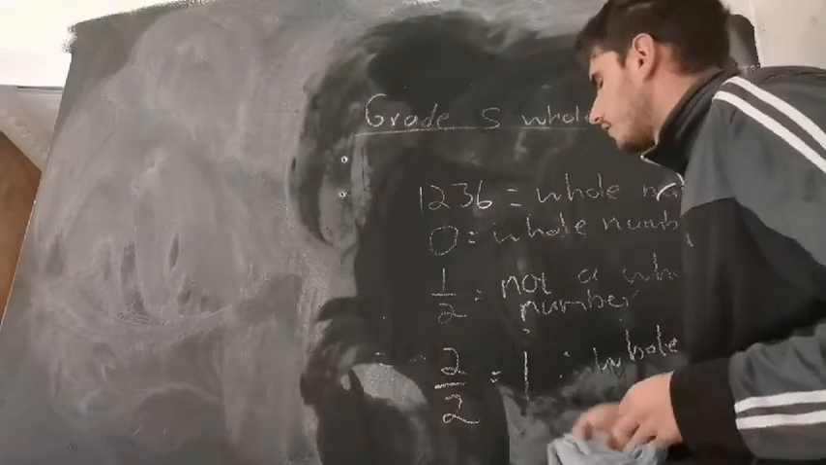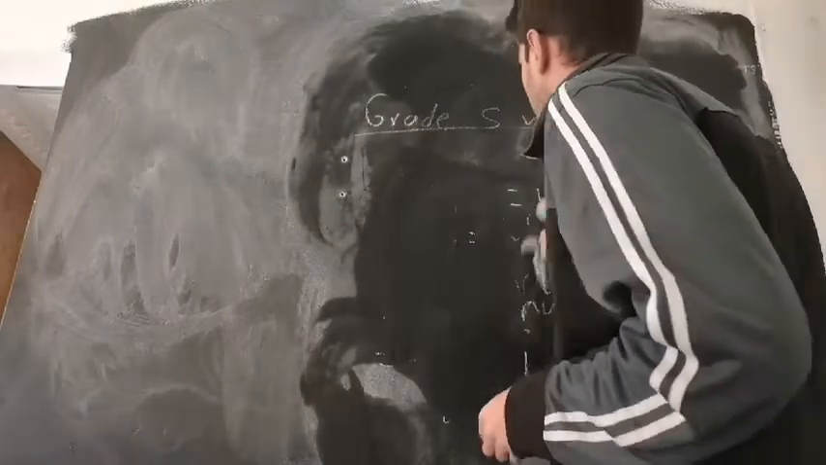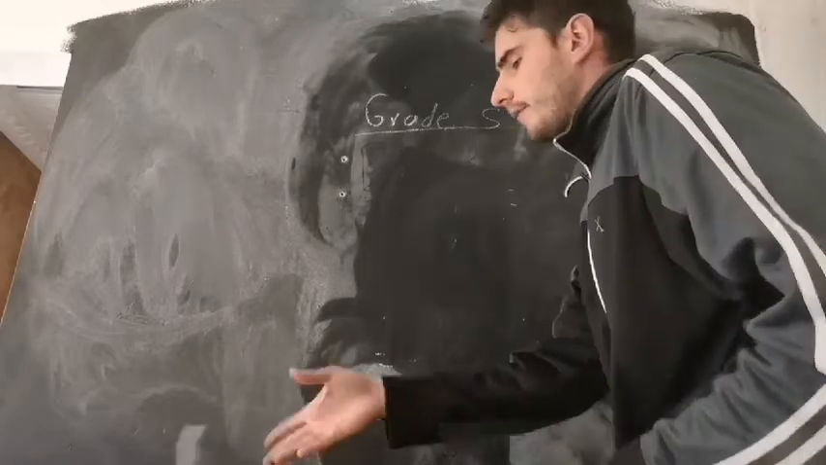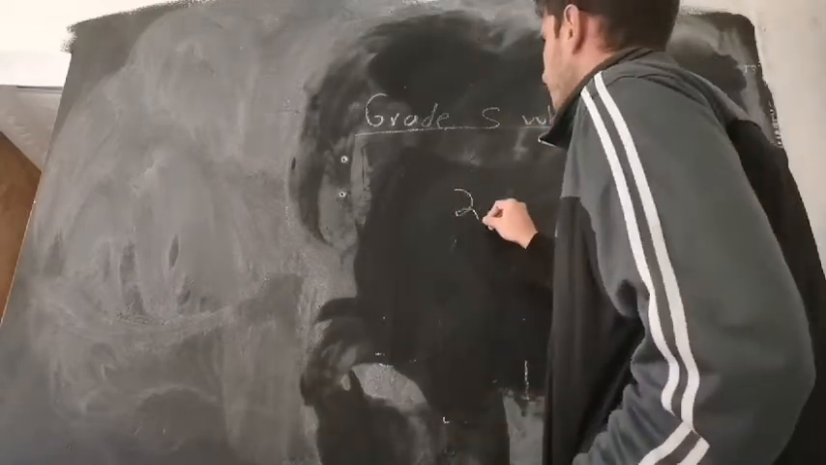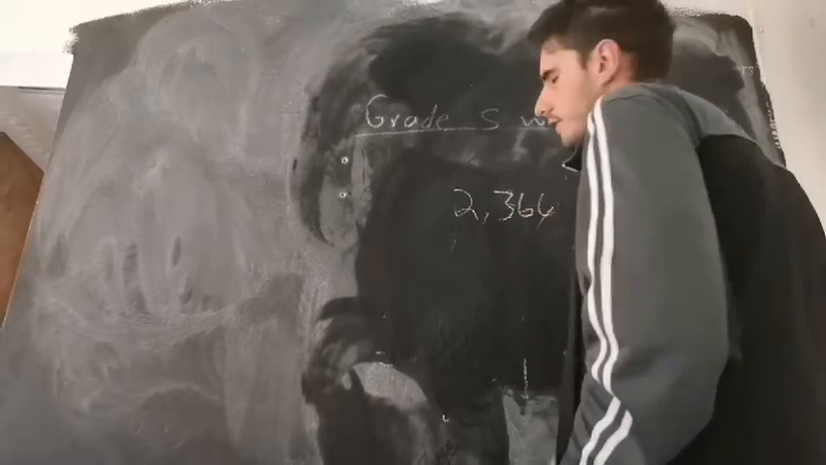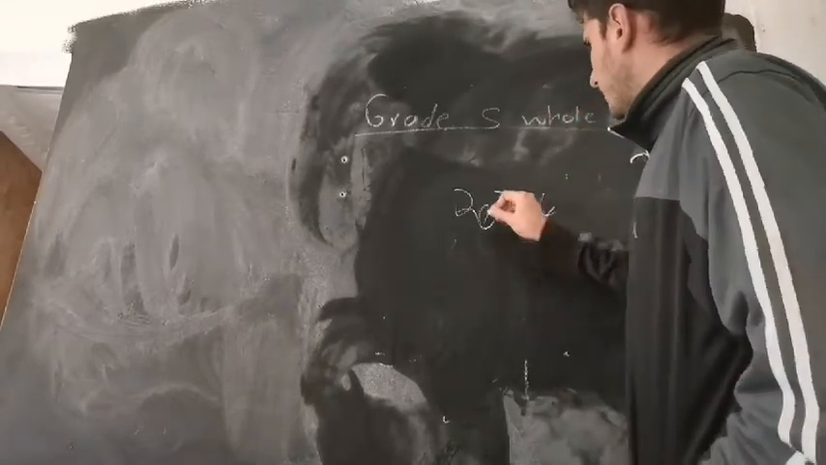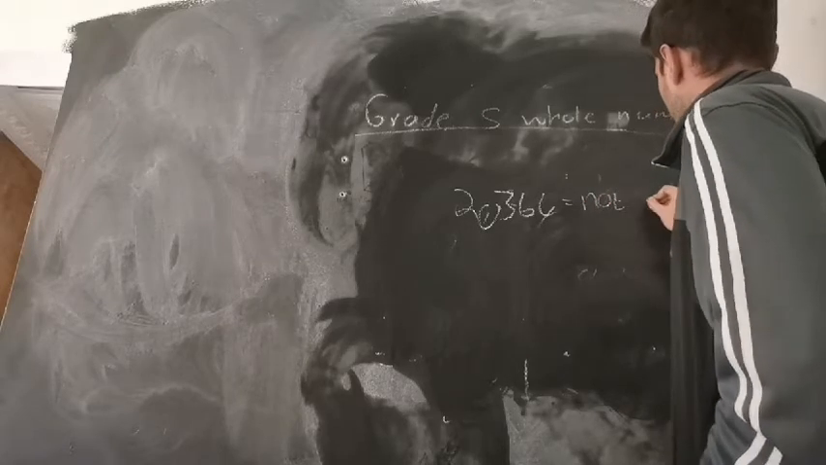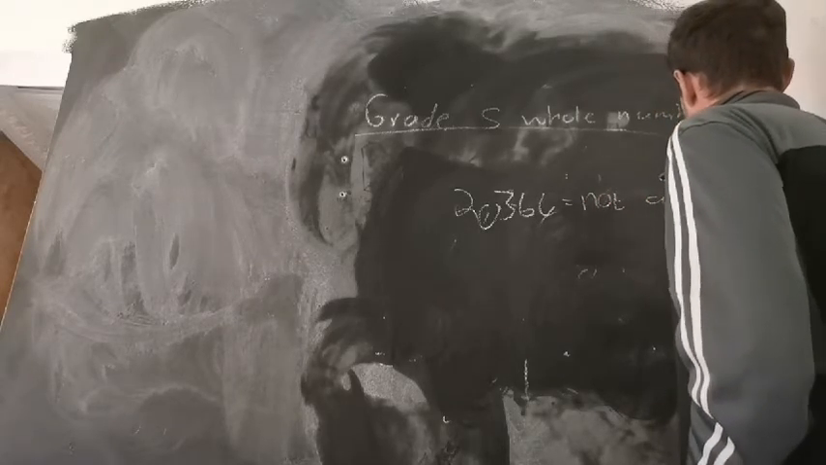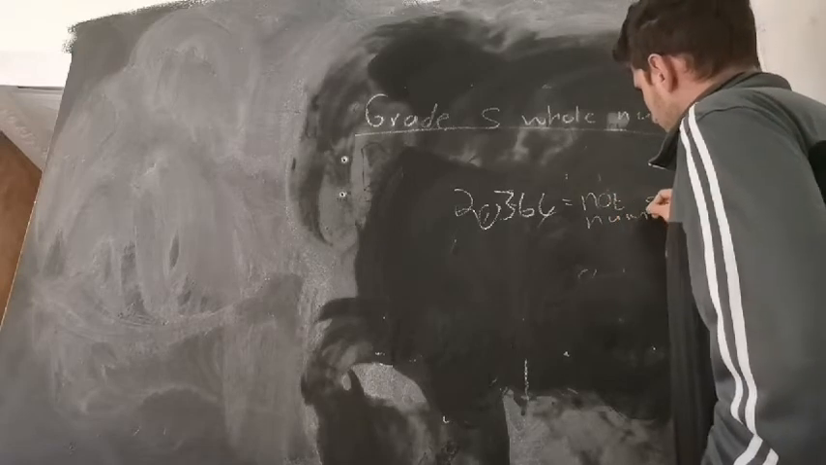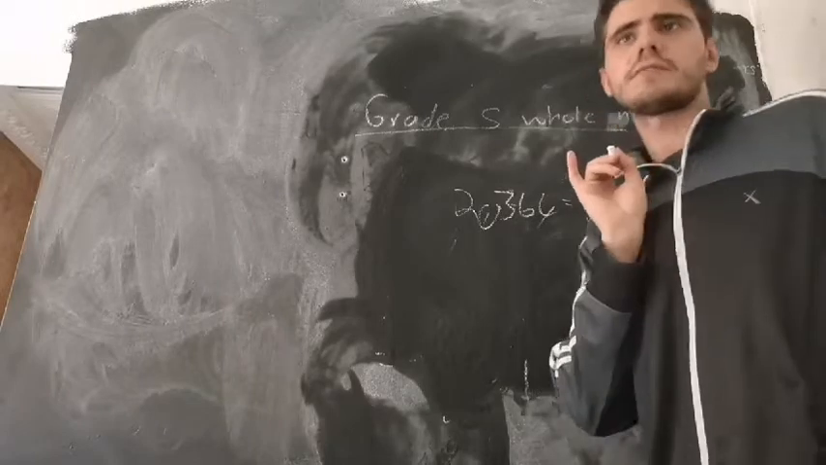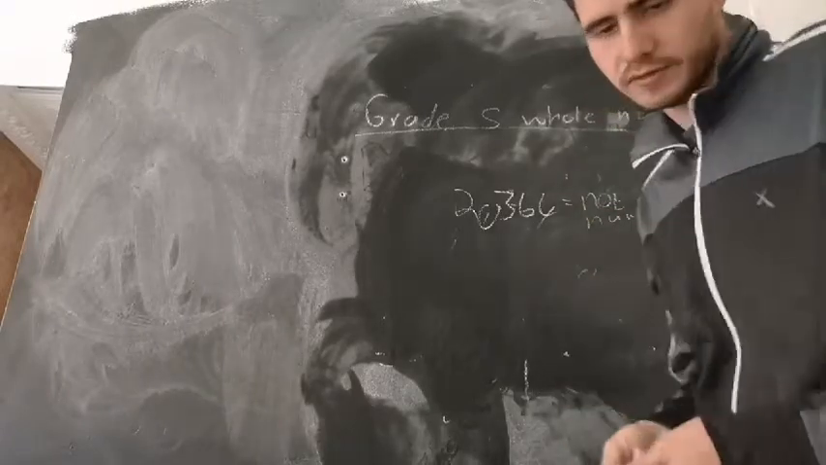And also, the following is also not a whole number. We've worked with decimal numbers now for quite a bit. So now, any number, let's say for instance like 2,364, okay, any number with a decimal point is not a whole number.